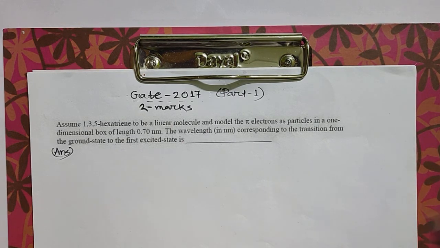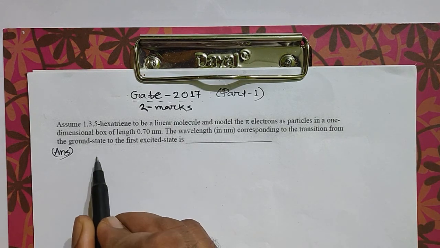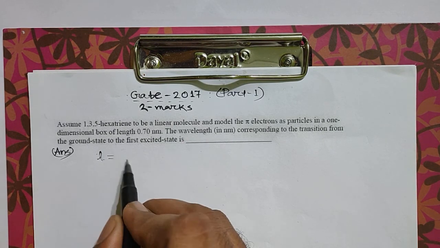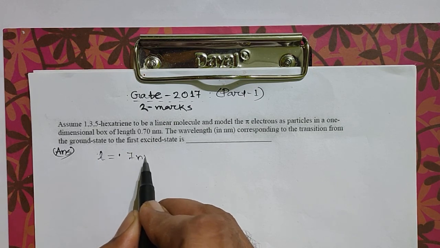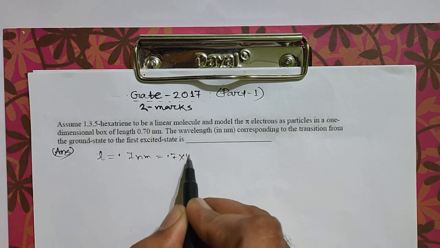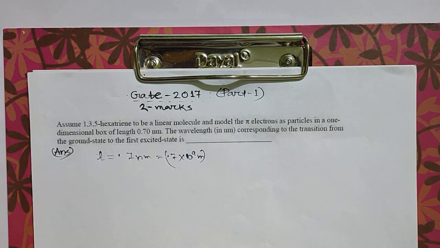Okay, so first, they have given that the length L is equal to 0.7 nanometer. So 0.7 nanometer equals 0.7 into 10 to the power minus 9 meter. Okay, so now the question is how to approach this question.